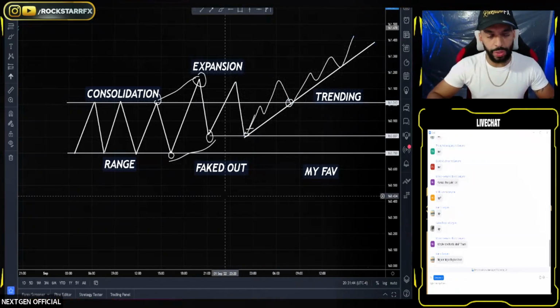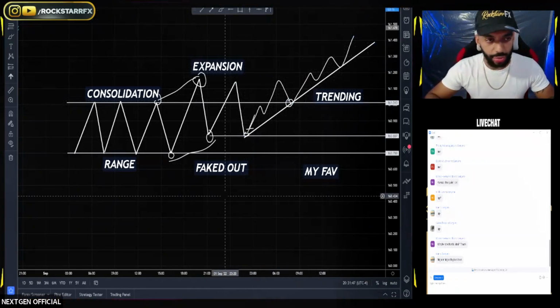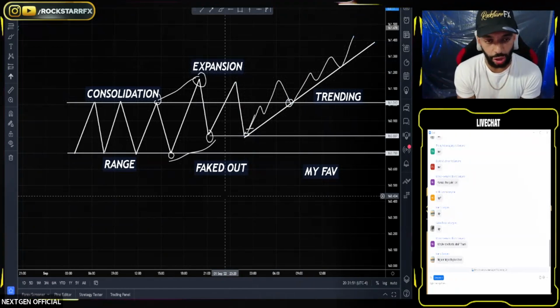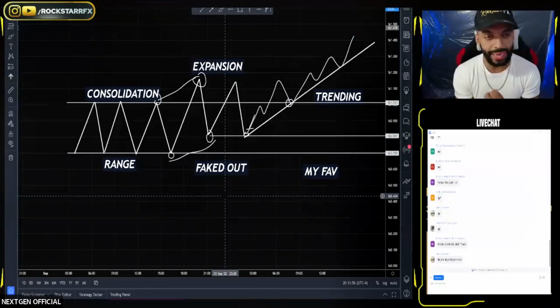The reason why it's important to understand these three phases is because you always want to know which phase you're trading in. A lot of the time that's going to dictate what you look for in your confirmations, as well as how long you might want to be in that trade.